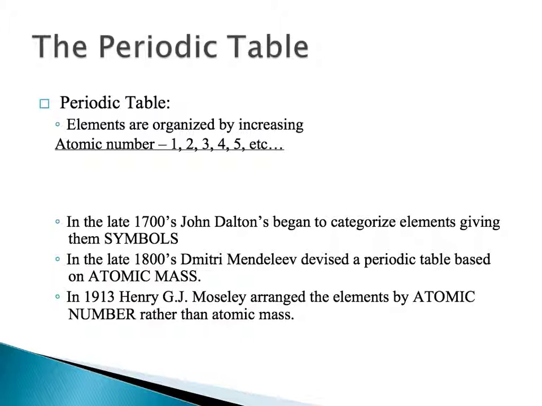Let's do it. On the periodic table, first of all, let's do the history. This will not take very long at all. It's organized by atomic number. Now, it always wasn't organized by atomic number. We actually had three people that I'm going to tell you about. There's John Dalton, Dmitri Mendeleev, and Henry G.J. Moseley. Looking at the periodic tables, they're very different from each other.